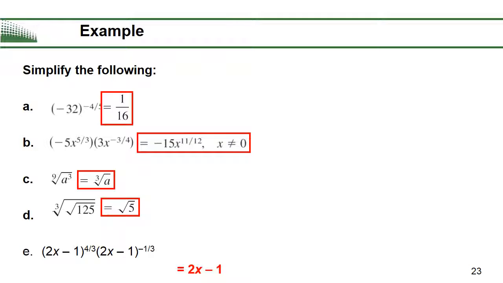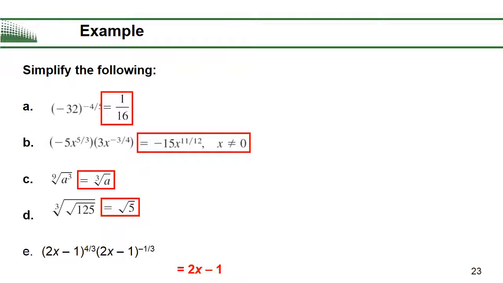B, a little bit easier. We're going to multiply the -5 times the 3 and get -15. Then we're going to add the powers on the x's. So 5/3 plus -3/4, and we're going to come up with 11/12.